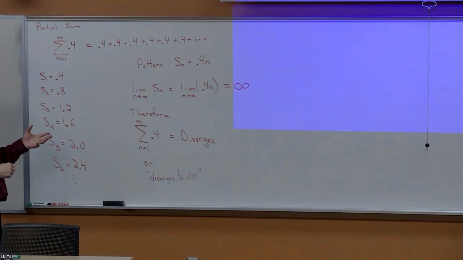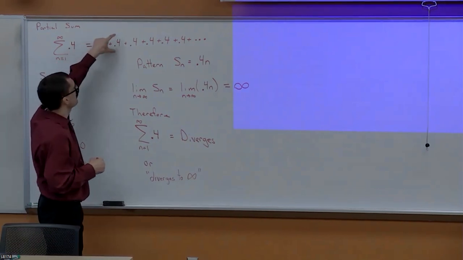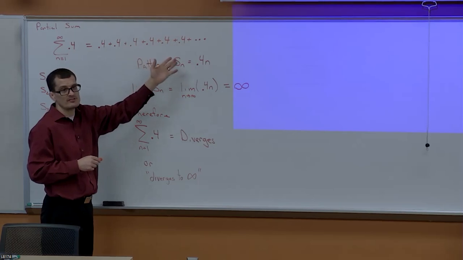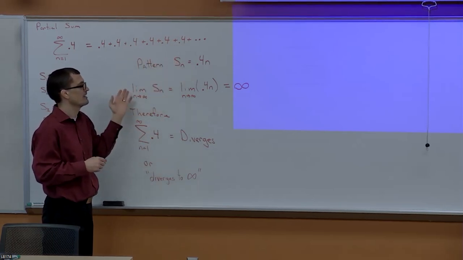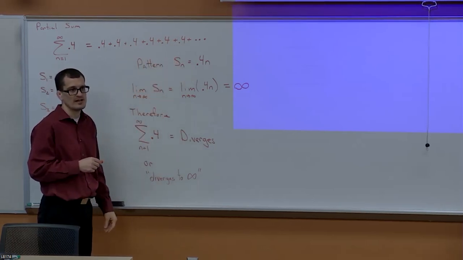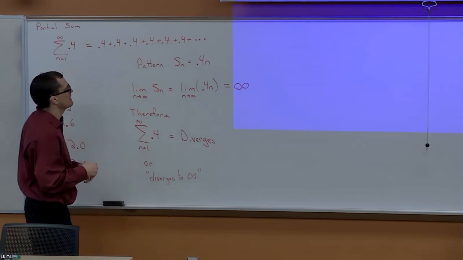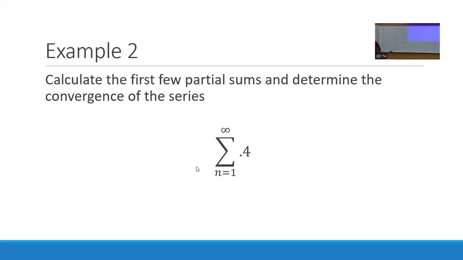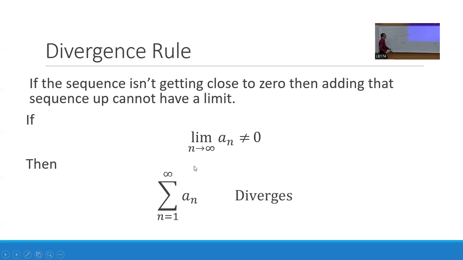By the way, this shows something. If we're always adding a constant number each time, you can see that we're going to be forced to go to infinity, right? And that kind of brings up the next rule about infinite series. This is our first rule.